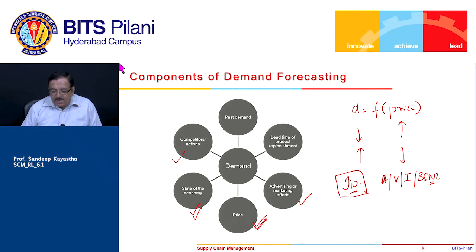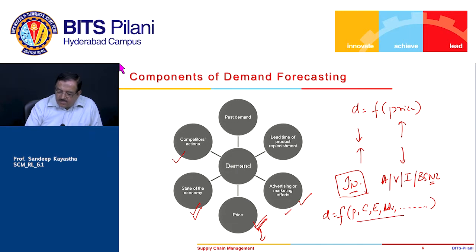So you can influence the demand not only by increasing or decreasing the price, but also by advertising and promotion. And that precisely is the reason that companies spend so much money on advertising and promotions. There are hundreds of other factors which affect the demand. It is not possible to identify all the factors which affect the demand. So demand is a function of, as we said, price, what competitors are doing, what is happening to the economy, what is happening to advertisement, and several other factors.